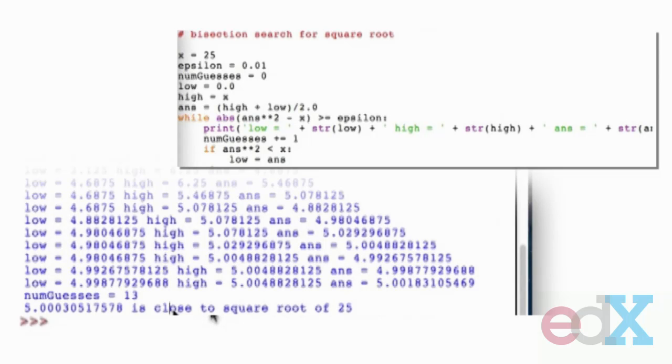It's not exact. I happen to know it's 5. But in only 13 guesses, I got it. Remember, last time we did 50,000 guesses to get to something that wasn't, in fact, much better. In fact, wasn't even as good as this guess one had. So notice how it's cutting down the problem at each stage.